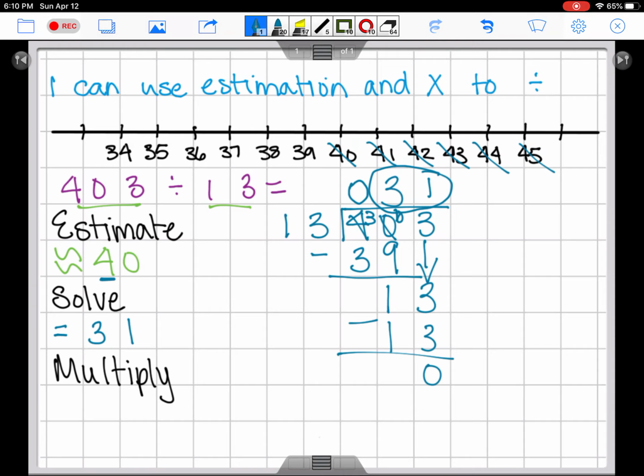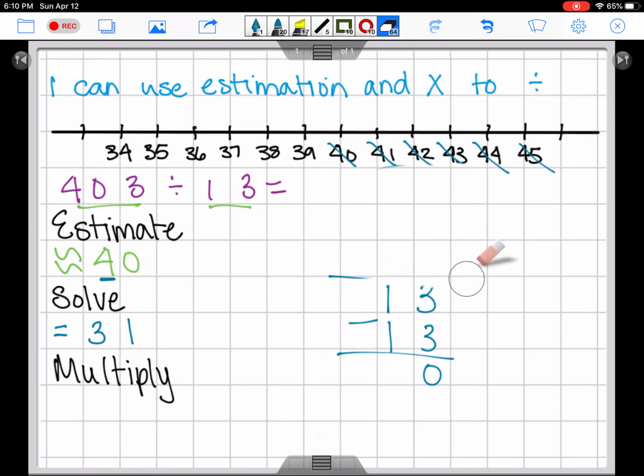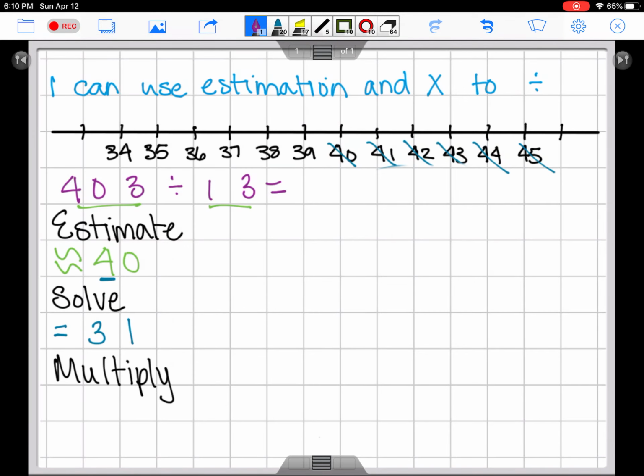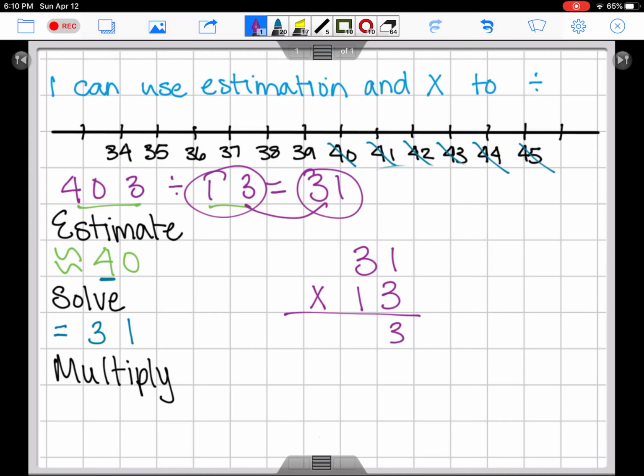That is pretty close to 40 when we're talking the hundreds here, but we always want to check our work. Let's clean up our space a little bit so we can do that. Now remember, we want to go directly opposite of this. So 31 times 13 should equal 403. That is our quotient multiplied by our divisor. So 31 multiplied by 13. And let's see how we do.